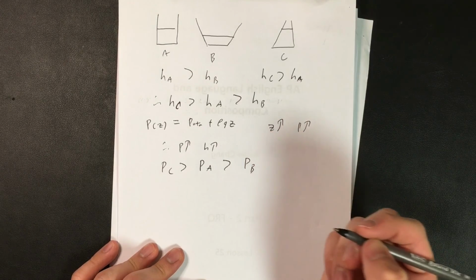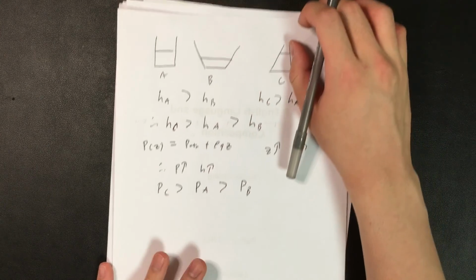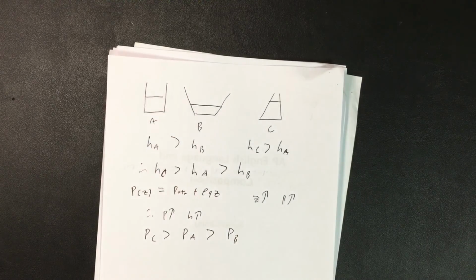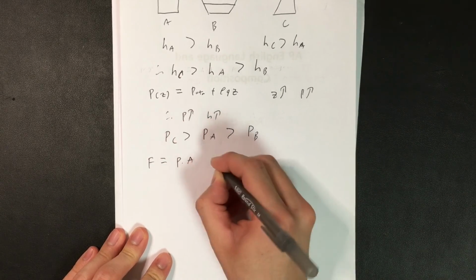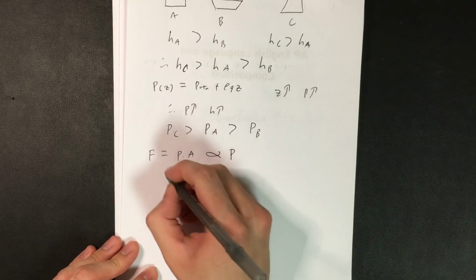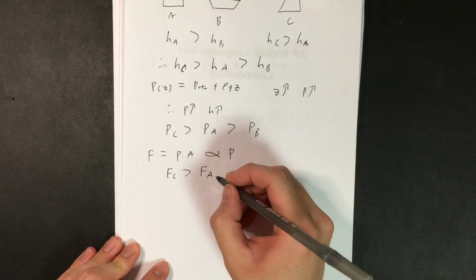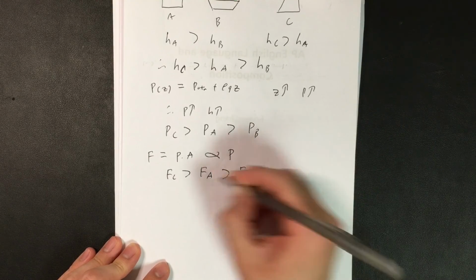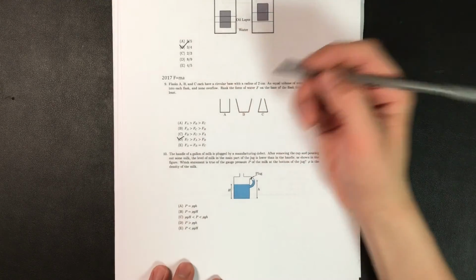And the question is asking what is the inequality relationship between the forces that are applied at cylinders A, B, and C. But since the base area is the same, force, which is defined by pressure times area, is going to be proportional to the respective pressures of the cylinders, in which therefore the force that is exerted on cylinder C is greater than the force that is exerted on cylinder A, which is greater than the force on cylinder B. And thus, in this case, D would be the correct option.